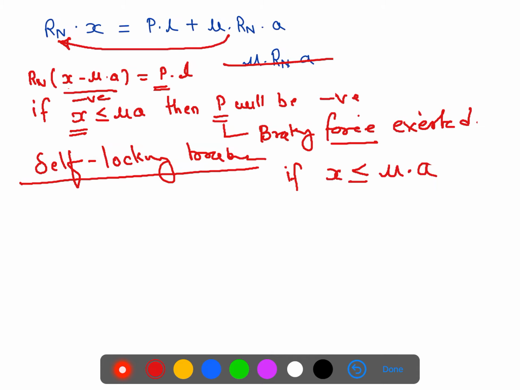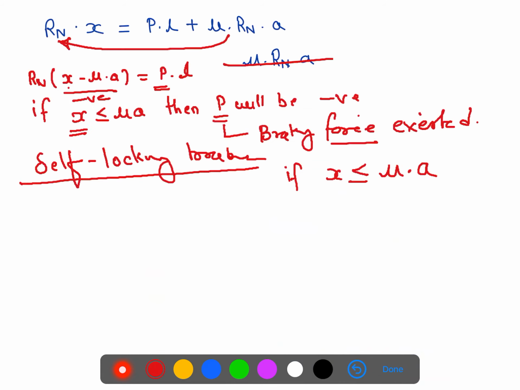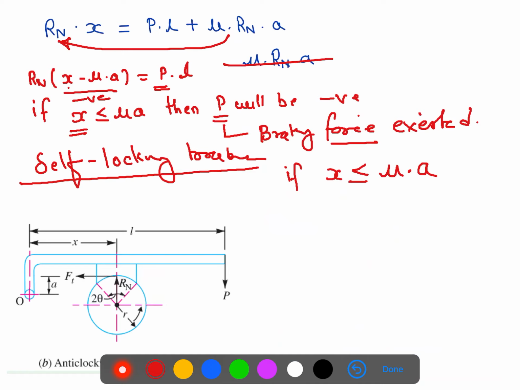right? What is A over here? A is nothing but distance between the line of action of tangential force Ft and the fulcrum. So this will decide, if x is less than equals to mu A, then this brake we can call as a self-locking brake, right? And generally this condition is not desirable, because if brakes are self-locking, our machine will not move, or our vehicle will not move.